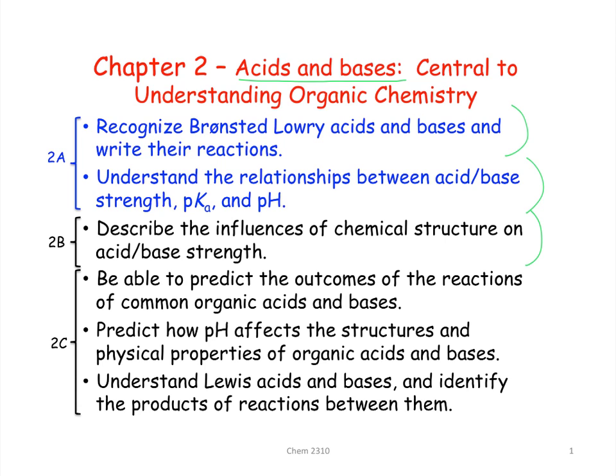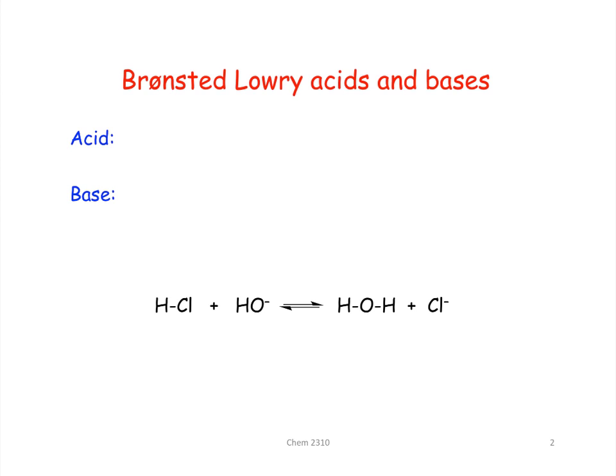We will then, based upon that, be able to predict the direction or the outcomes of reactions, whether if we mix an acid and base, that equilibrium will lie toward the product side or toward the reactant side. We'll then look at how changes in pH can affect the structure of acids and bases. It has a lot of practical application in the organic lab, and we'll finish off with an additional definition of acids and bases. So the most commonly applied definition of acids and bases is the Bronsted-Lowry definition.